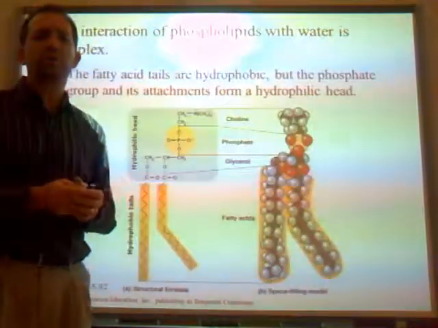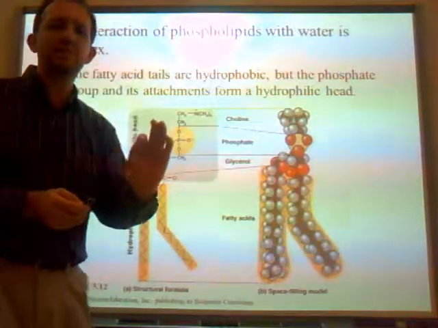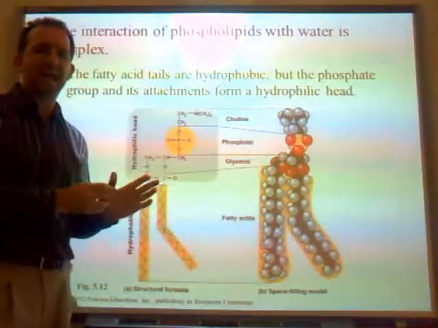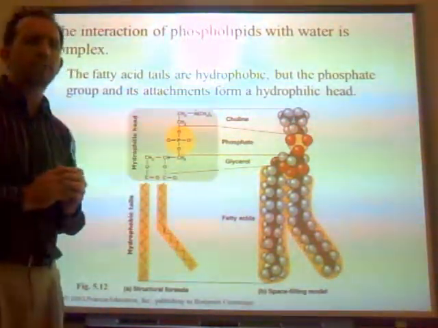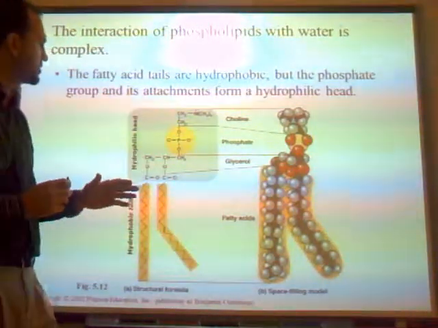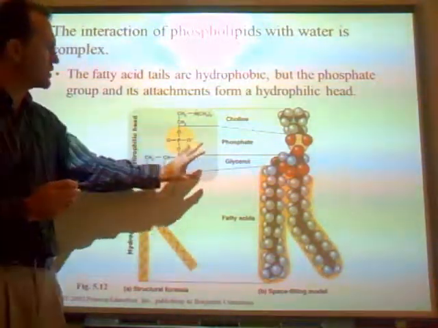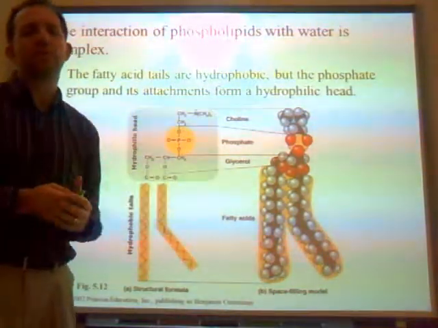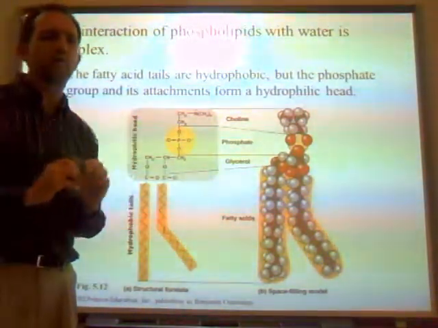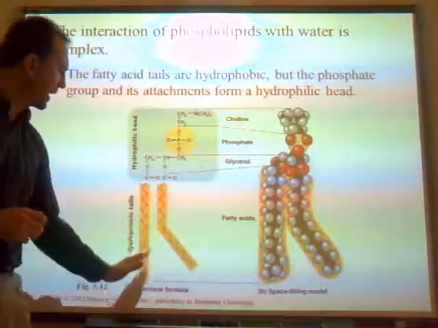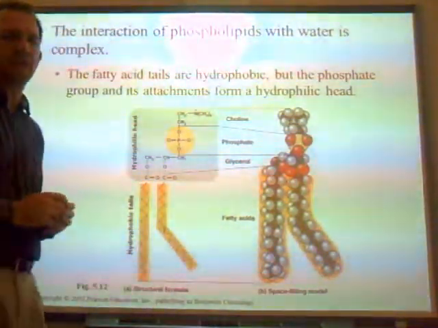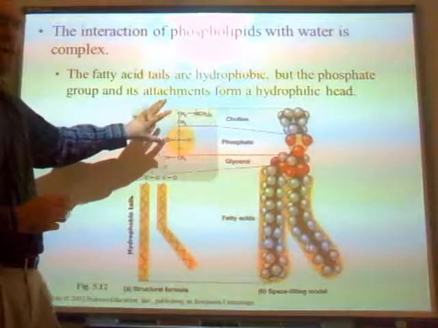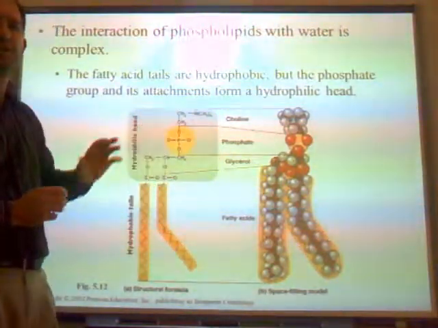And the structure of a phospholipid is very similar to a fatty acid, with one major difference. You still have a glycerol. The glycerol is still present here, just as you have inside of the triglyceride. However, here's where the difference comes in. You've got two fatty acid chains, but you also have what is called a hydrophilic phosphate group.